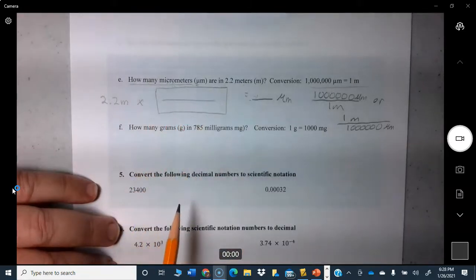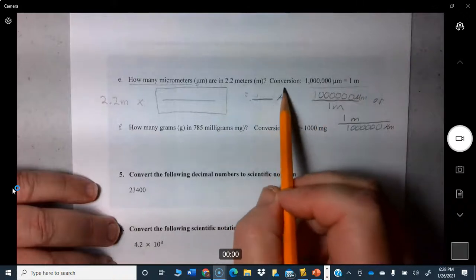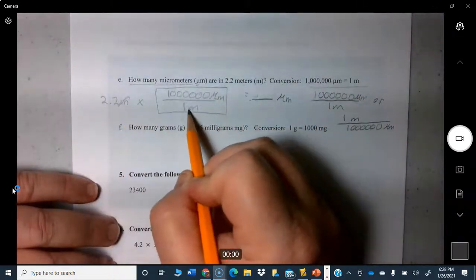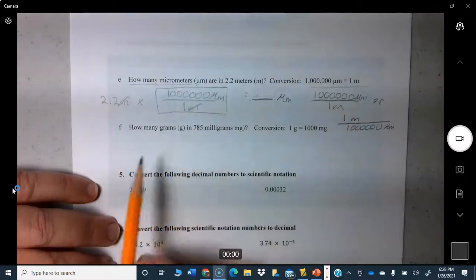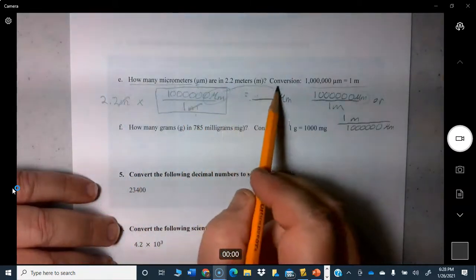And which one do you say? It's the one that has micrometers on the top, because that's what you want here in your final answer. And meters here cancels out with meters here, meters on top, meters on bottom. And there you got the last man standing as micrometers.